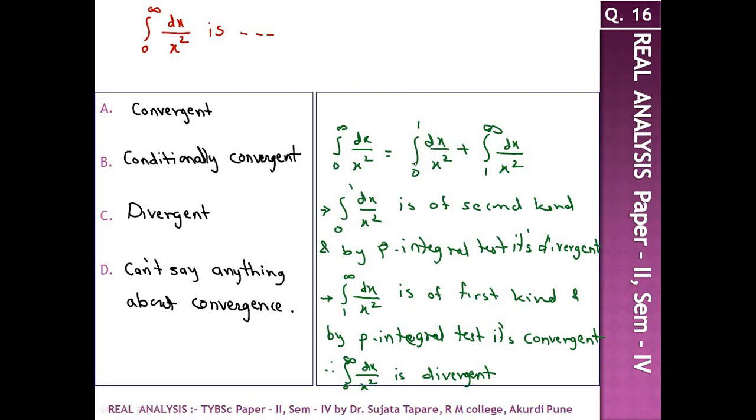This is the improper integral of the second kind, and with the p-integral test, p is equal to 2 and greater than 1. So that is why it is divergent. And this one has p equal to 2 and greater than 1, so it is convergent. This is convergent, but this one is divergent. So obviously the given integral is divergent. So the option is C.